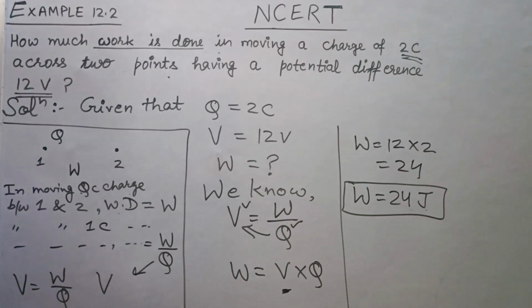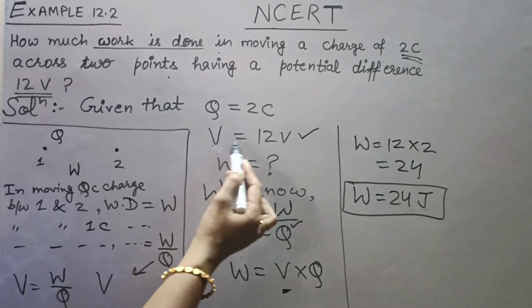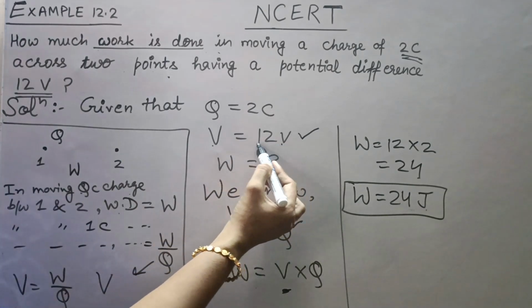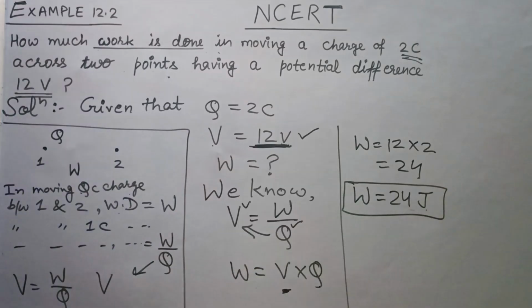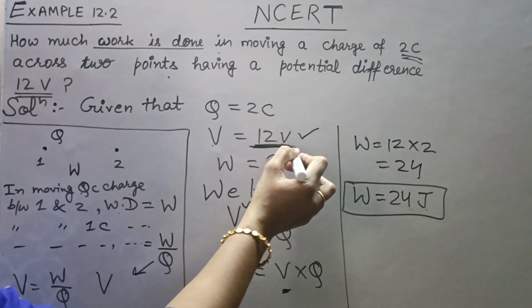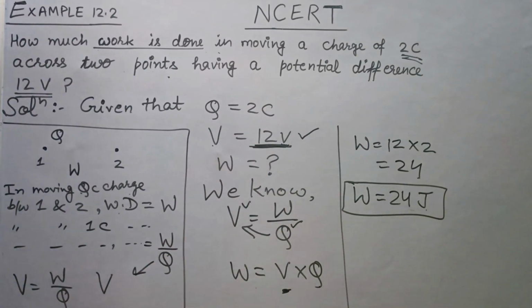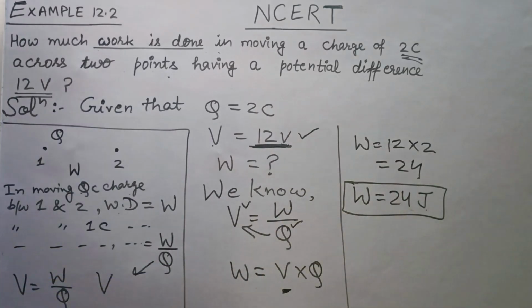You can solve it orally also if you know the definition of potential difference. Potential difference is given to us, and what is the definition of potential difference? Potential difference is basically work done, but work done on unit charge. So work done in moving 1 coulomb charge is 12 joule. So to move 2 coulomb, what will be the work done? 12 into 2. So you can do it directly also, but in terms of formula you can write it in this way. I hope this is clear to you.